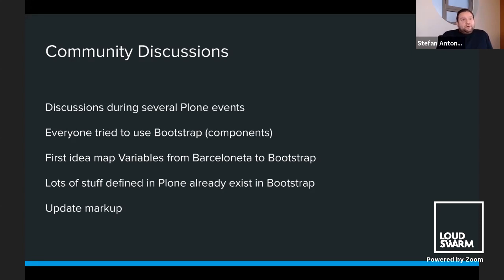So our first idea was to map variables from Barceloneta to variables from Bootstrap. The result was there is a lot of stuff defined in Plone, which is also defined in Bootstrap. So we came up with duplicated stuff and thought about what's the solution for that, because we didn't want to reinvent the wheel. What's a possible solution? Touching all the templates and changing the markup in the templates to Bootstrap.